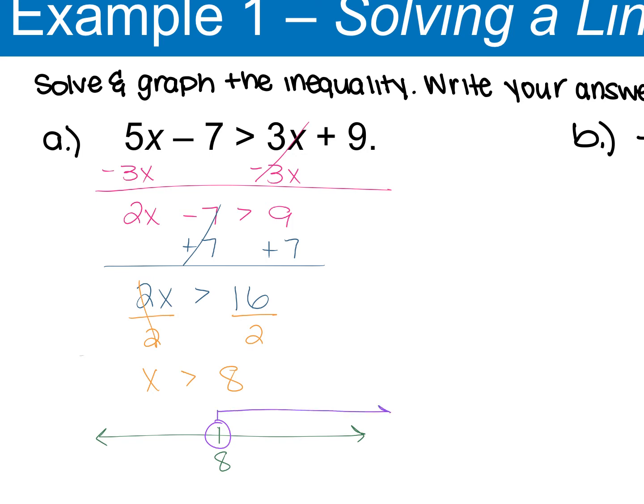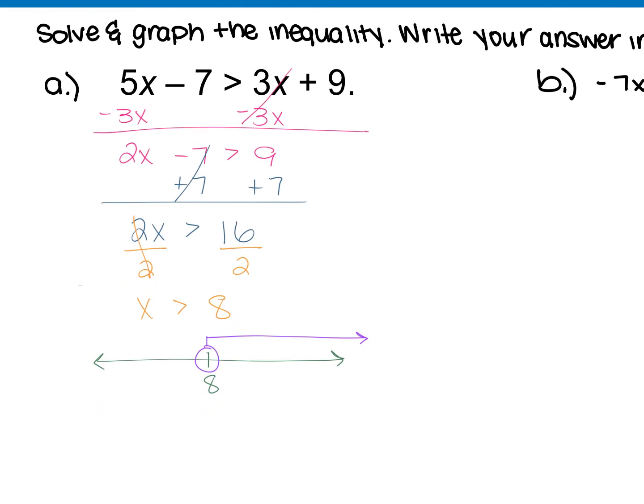Your line is going to run to the right, which means the interval notation for this, smallest number to largest number, is starting at the 8, then going to positive infinity. Your infinity automatically gets the parentheses on it. We have an open circle on the 8, so that 8 will also get the parentheses on it.